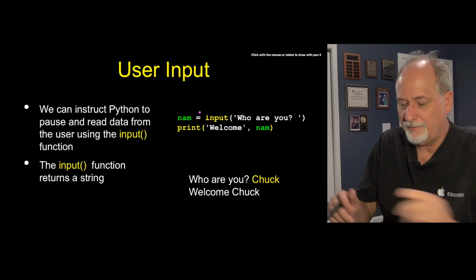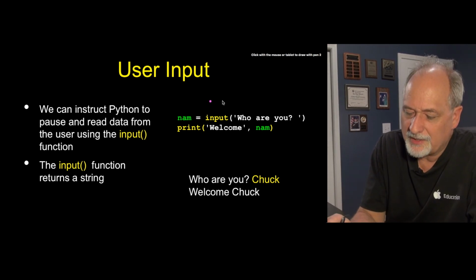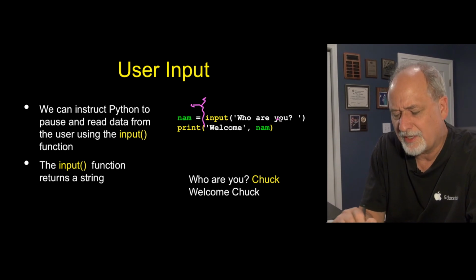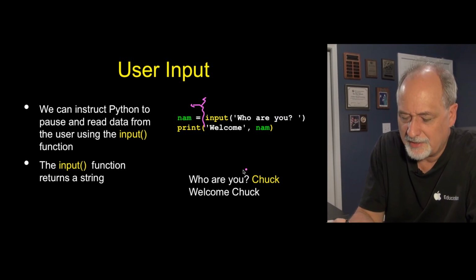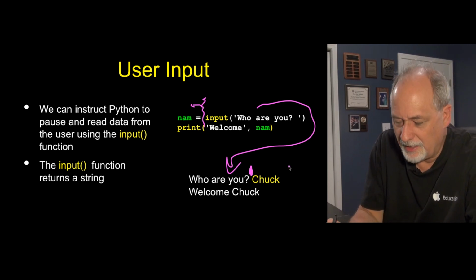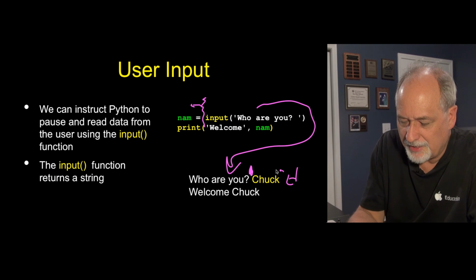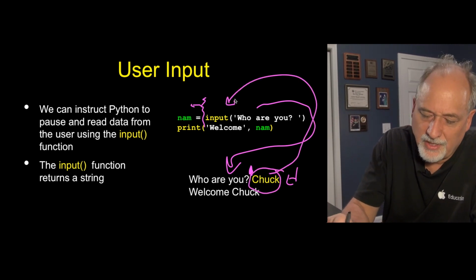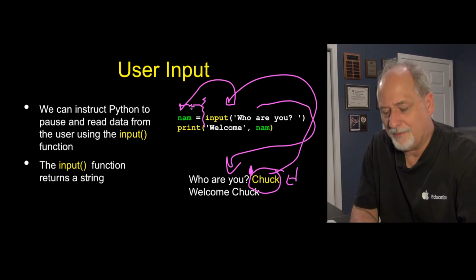So let's do that again. It's evaluating an assignment statement. Remember, you can think of it as just do this right side first. It writes this out, writes that out, then it waits until we hit the enter key, and takes this Chuck, and that becomes the result of this input, which is then assigned into NAM.